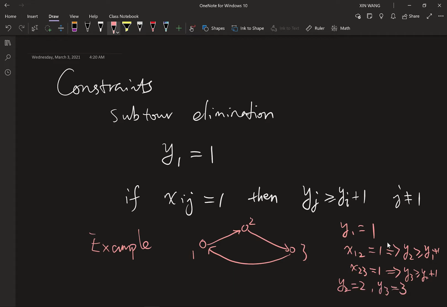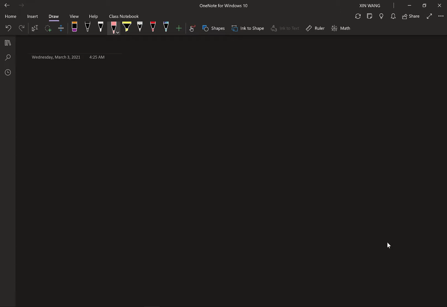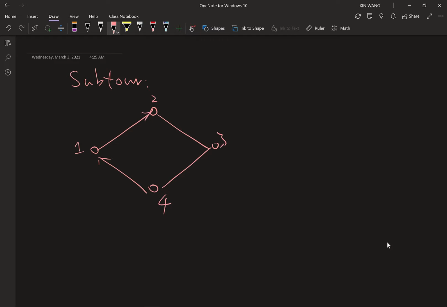So let's use another example to show a subtour. For example, we have 4 cities, 1, 2, 3, 4, and then we have a TSP tour from 1 to 2 to 3 to 4.